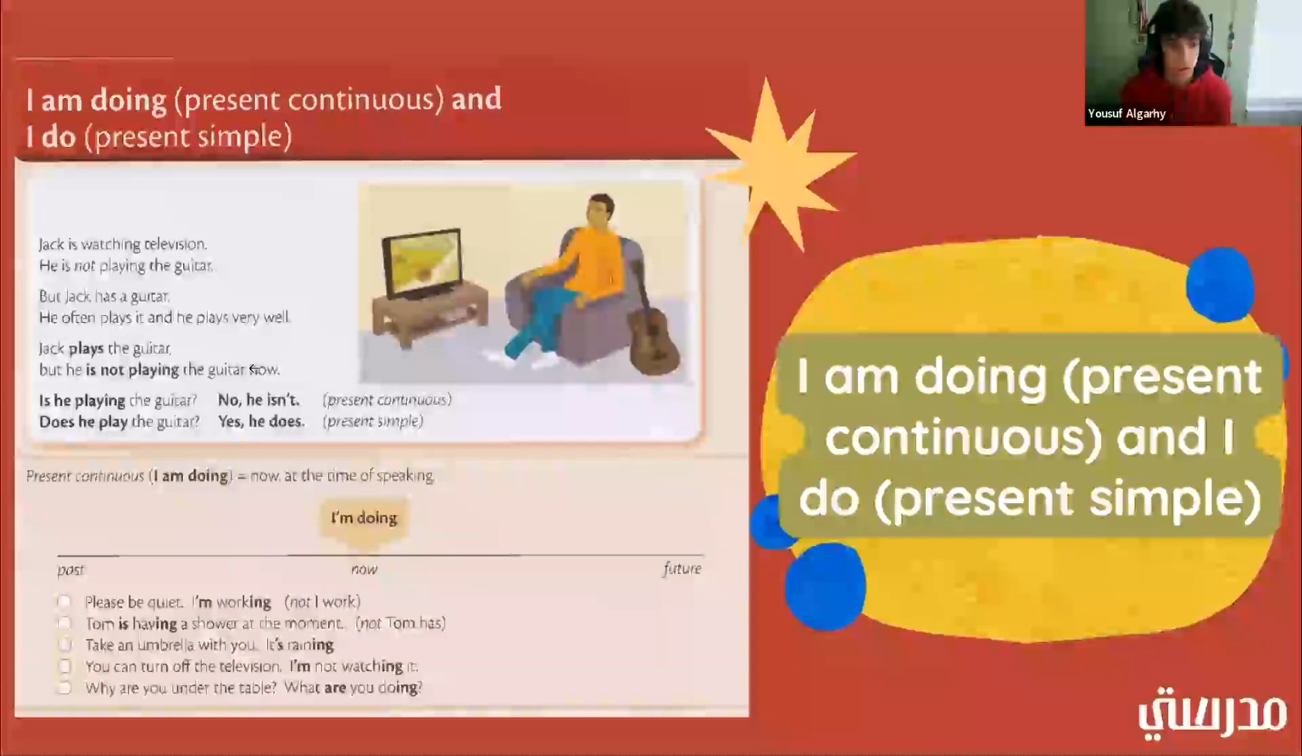So present continuous is like I am doing, and it means now at the time of speaking. So it means something happening right now. So please be quiet. I'm working. All right, so that is present continuous. You wouldn't say something like, please be quiet, I work. That doesn't make sense. Tom is having a shower at the moment. Take an umbrella with you, it's raining. You can turn off the television, I'm not watching it. Why are you under the table? What are you doing?